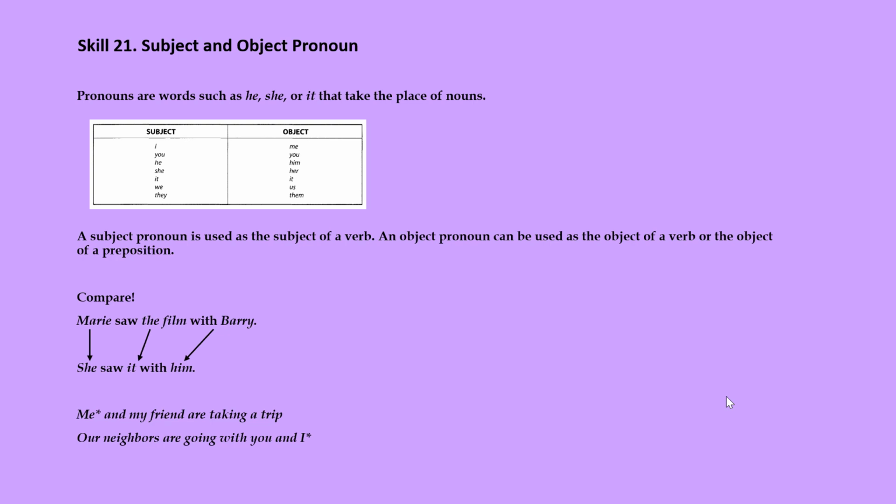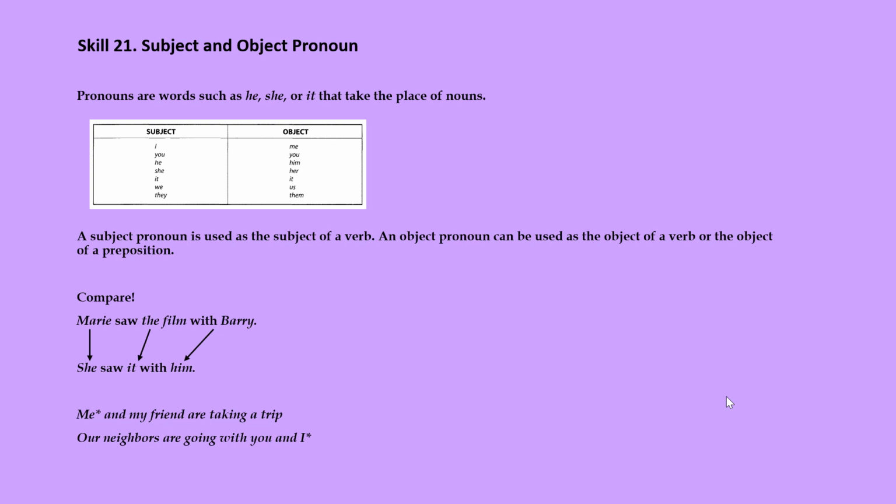A subject pronoun is used as the subject of a verb. An object pronoun can be used as the object of a verb or the object of a preposition. Compare. Mary saw the film with Perry. For the first example, we can find out two proper nouns, Mary and Perry. For the first mentioning, we frequently use the proper noun. But for the later, we can use pronoun.